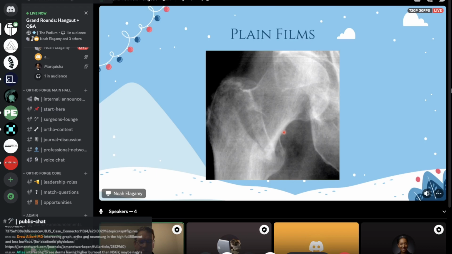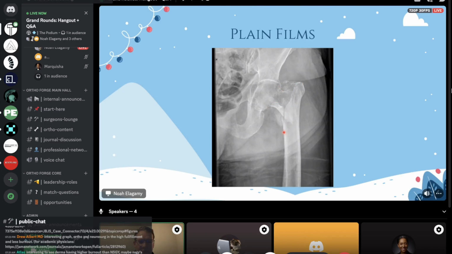If you were to read that in a rotation setting, you would say this is an AP of a left hip showing a left comminuted intertroch fracture or femur fracture. If they want to ask you more questions about that, you can go into more details, but a concise and full picture of what it is, is what you want to shoot for.